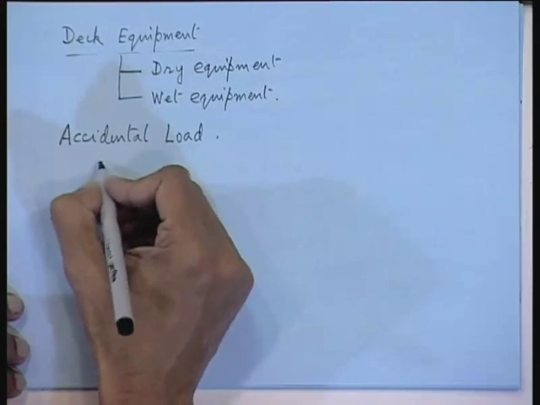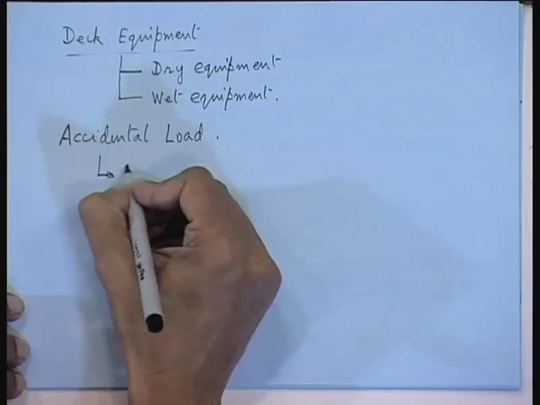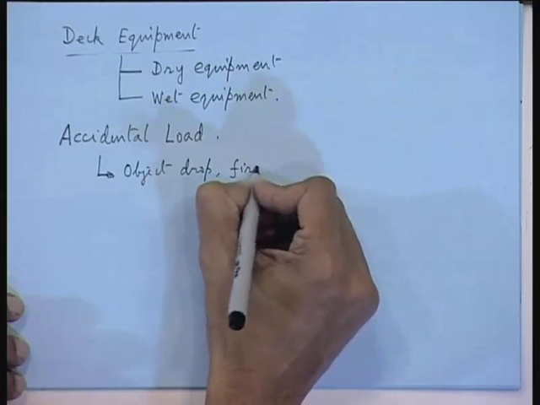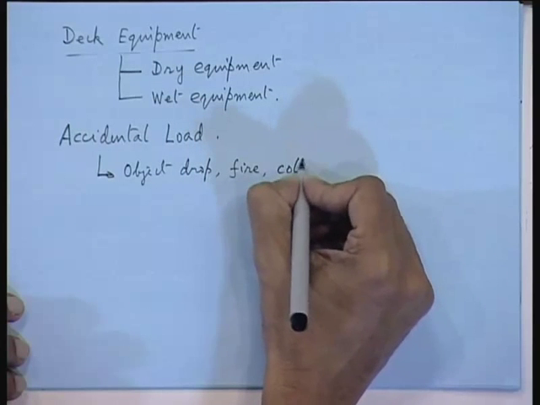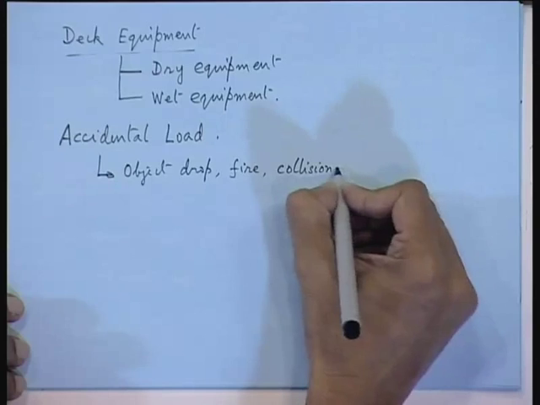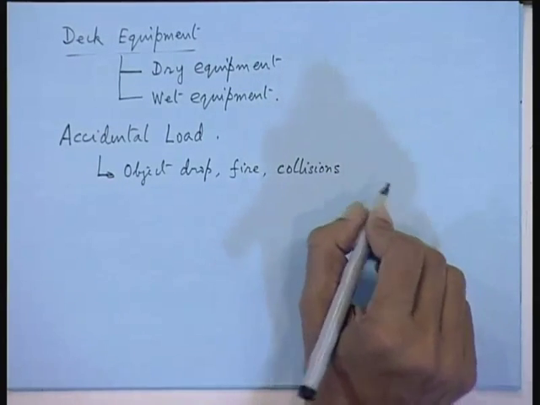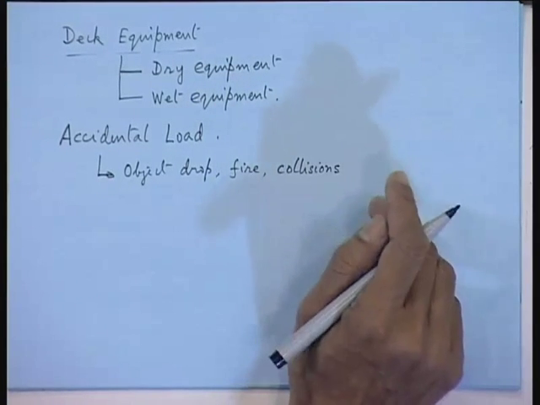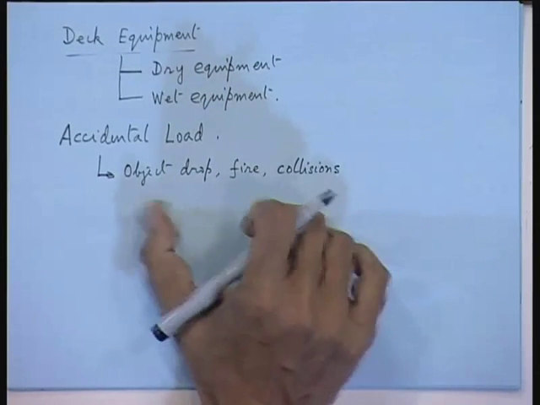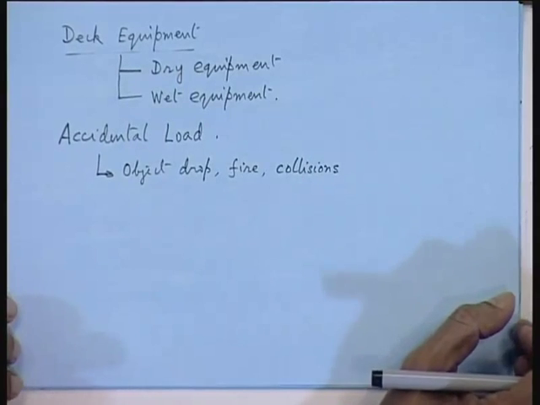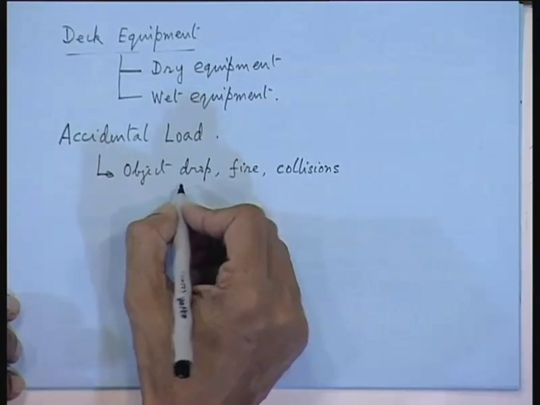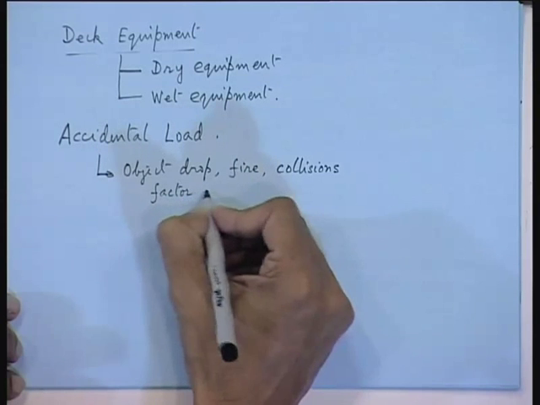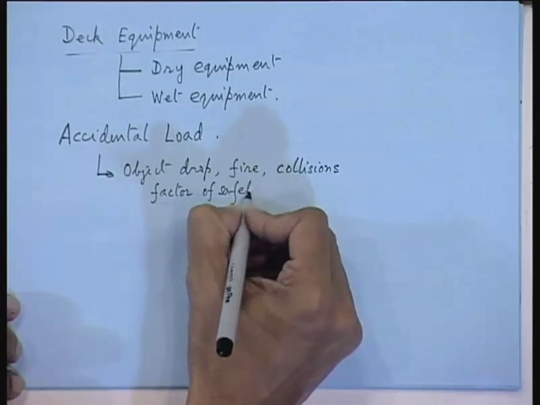Now accident can happen because of object drop, fire, then collisions. So all these loads have to be basically impact, and you have studied in vibration, what was that? Impulse load, impulse and impact loads will come out here. So those are accident loads. Normally they are designed with a factor of safety. Factor of safety set to unity.